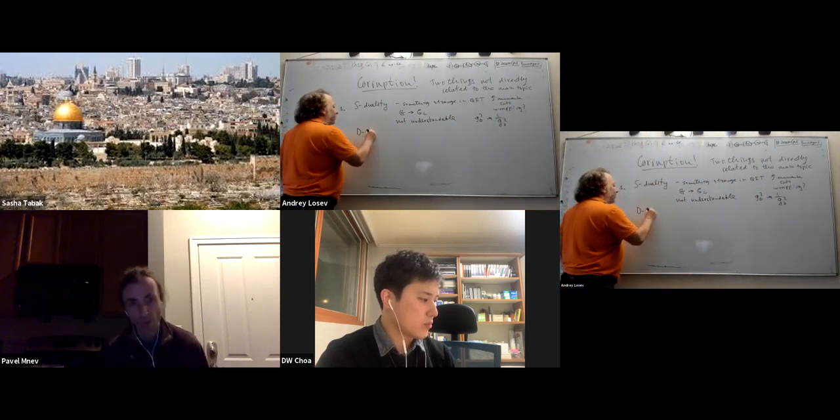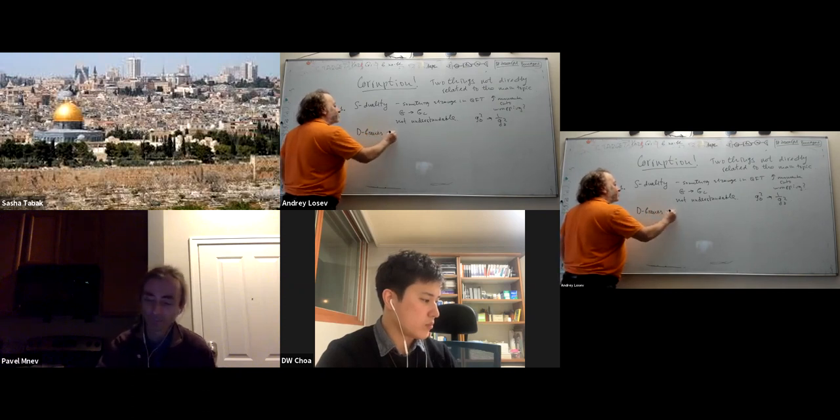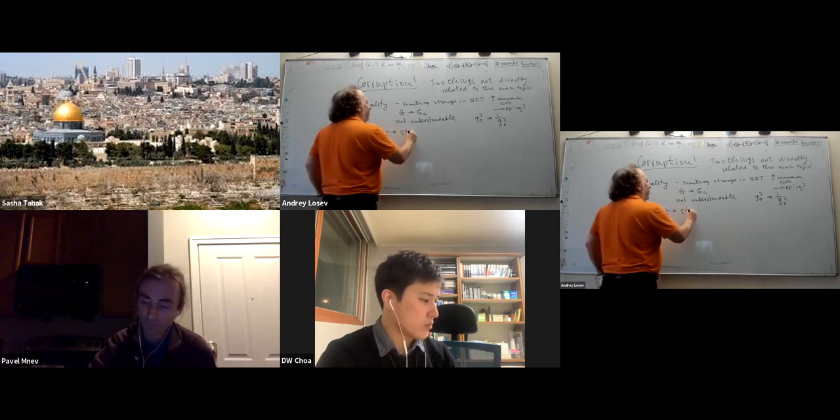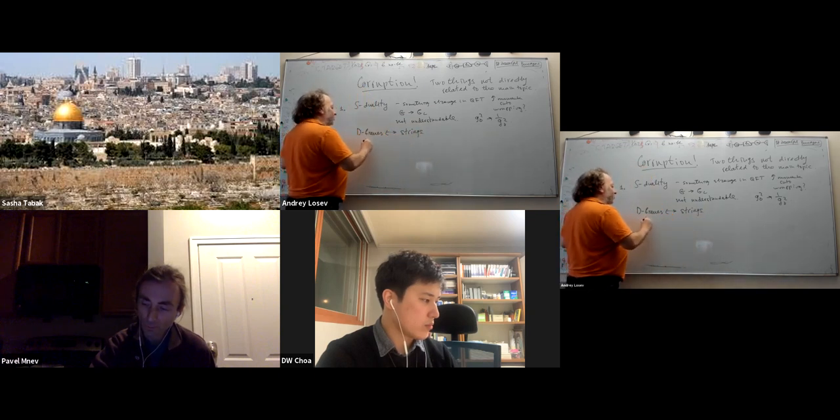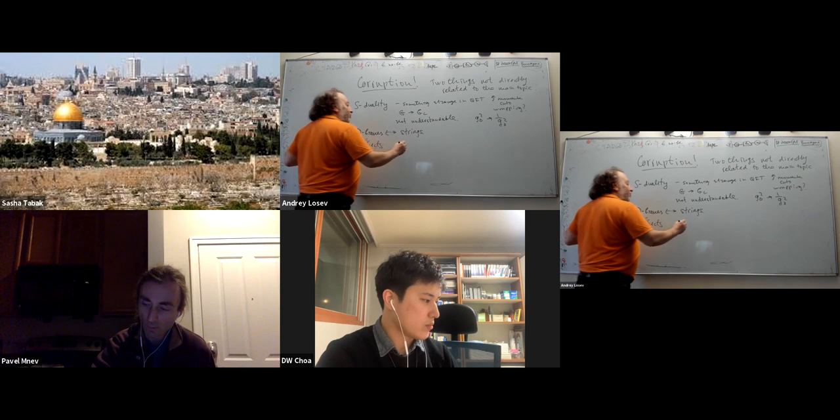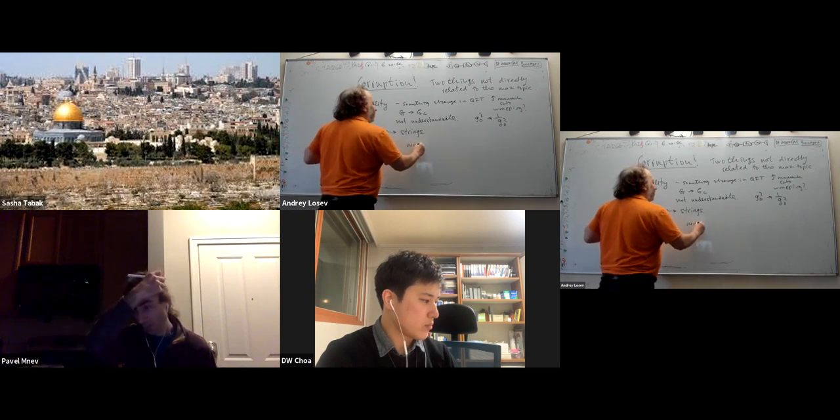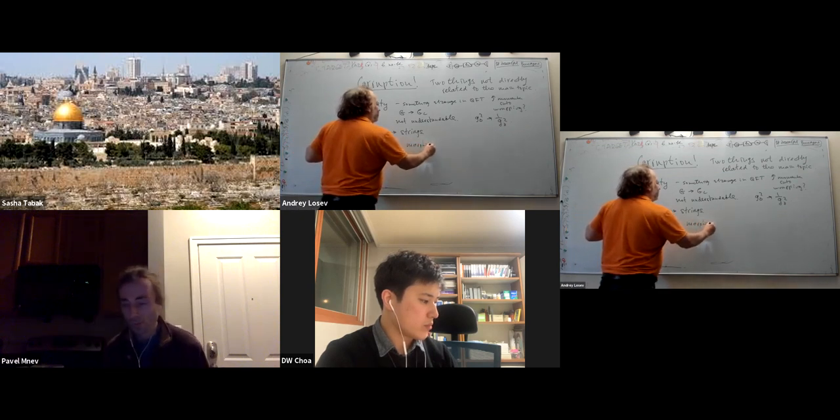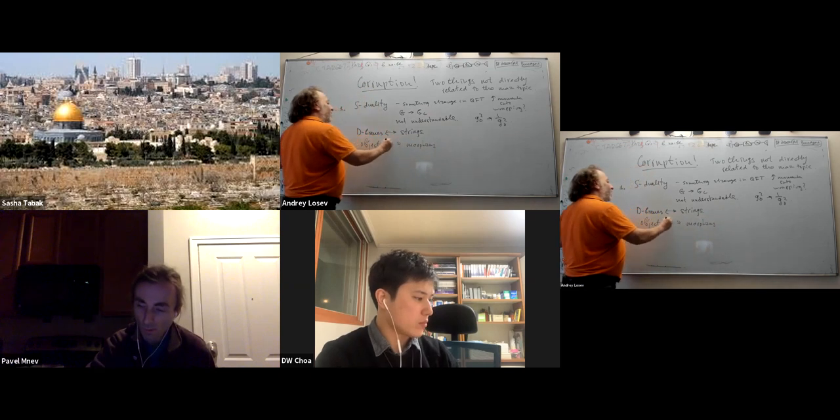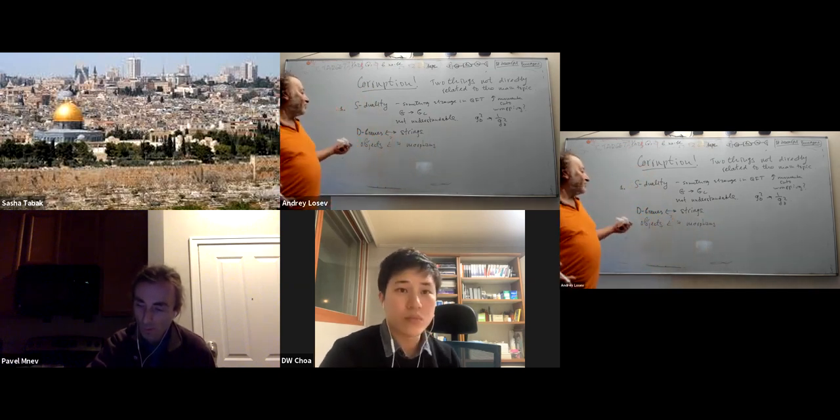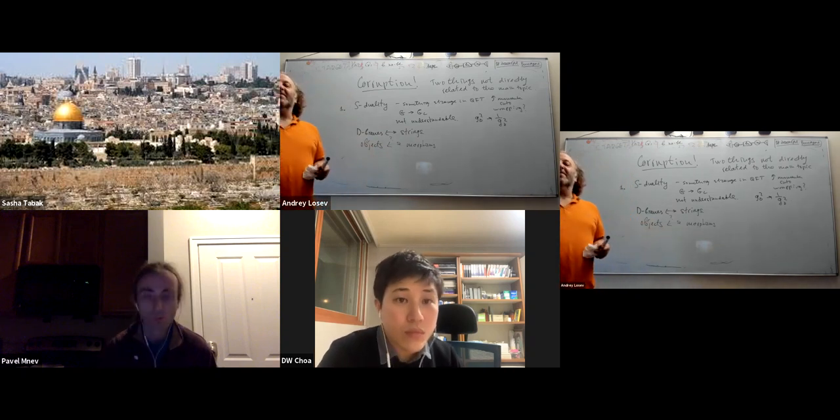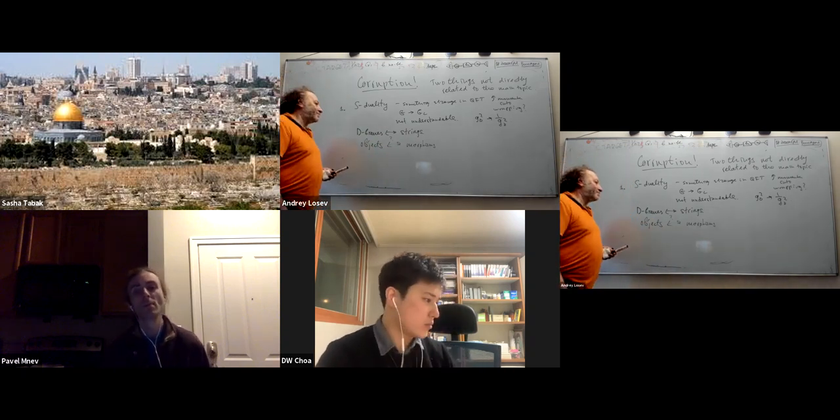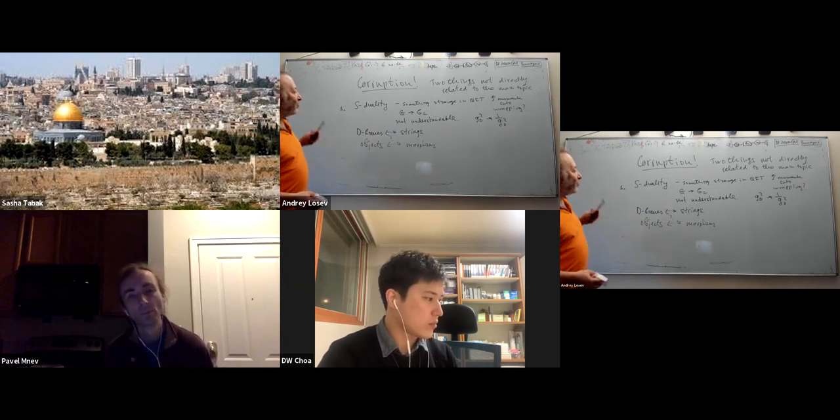S-duality is something that interchanges D-branes and strings. So D-branes are objects and strings are morphisms. How to interchange them? What does it mean? Okay? Complete mystery. Now, proposal.